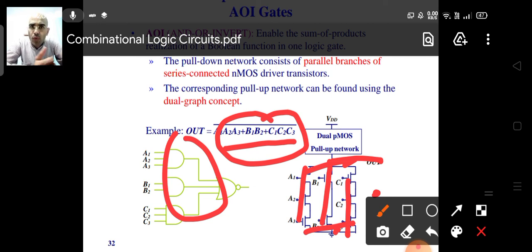Now if you want to draw the pull-up network, you just put in parallel whatever is in series here. A1, A2, A3 are in series, so you put A1, A2, A3 in parallel. Then B1 and B2 are also in parallel, and C1, C2 and C3 also come in parallel. The A1, A2, A3 parallel combination will come in series with the B1, B2 parallel combination, and this will come in series with the parallel combination of C1, C2 and C3. Although this is not shown here, I have told you.